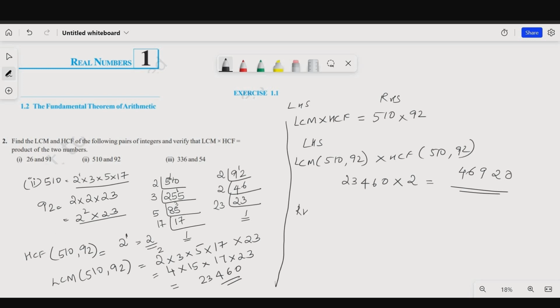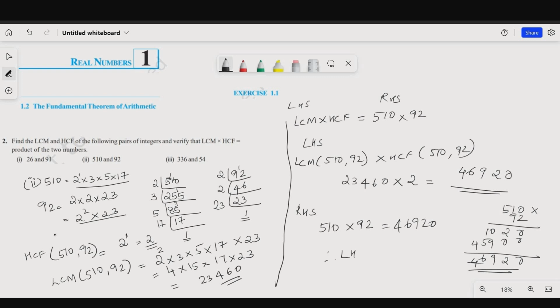Now let's take the RHS. RHS is 510 into 92. So let's find 510 into 92, which is equal to 46920. Therefore, LHS equal to RHS, hence verified.